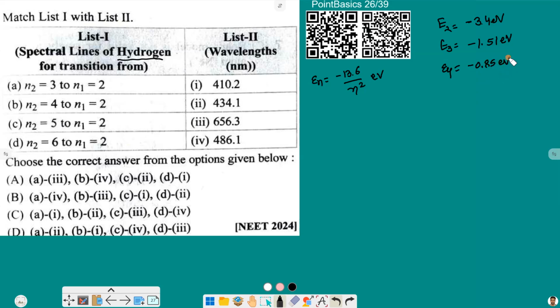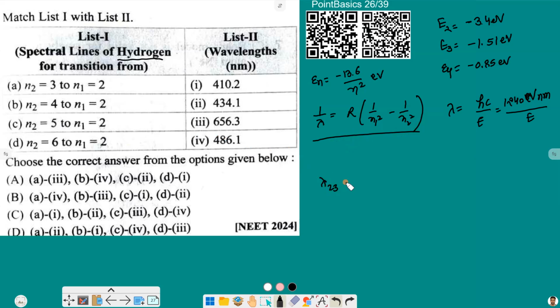And why am I using this value and not using that standard formula that 1 by lambda is equal to R into 1 by n1 square minus 1 by n2 square? Because in this scenario, the calculations become difficult. Here, I will use that lambda is hc by E, and hc is 1240 electron volt nanometer divided by E. So let's calculate for transition lambda 23.